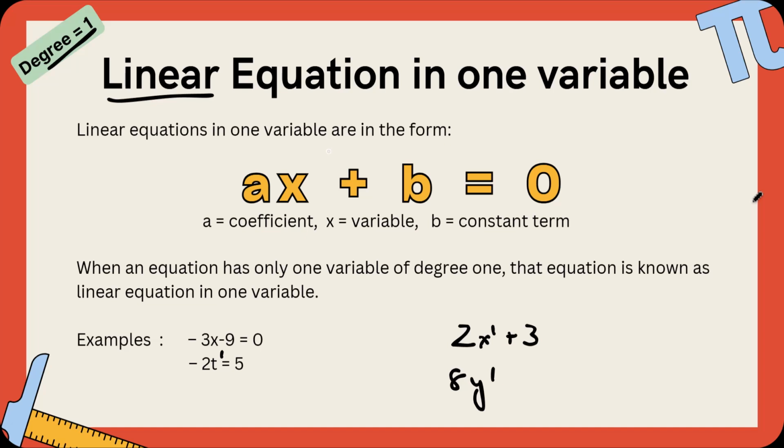When does it become an equation? When there is an equal to sign, right? We have learned this. So when there is an equal to sign, it becomes an equation. So linear equation in one variable, what does that mean? There is only one variable, right? X is the variable here. So what is the general form?